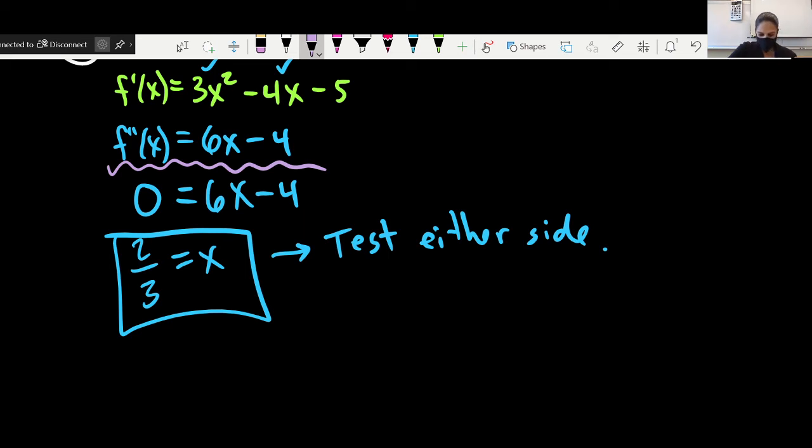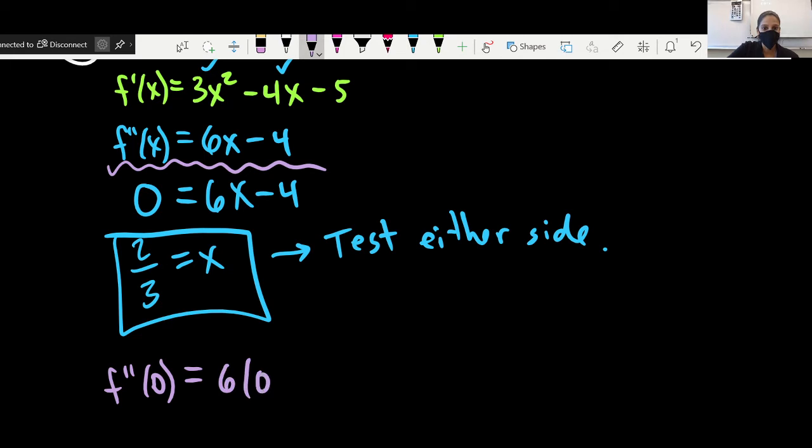If I want to test either side and I have 2 over 3, I'm going to maybe start with 0, because remember how we talked about how if you can pick whatever you want, why not choose smart, easy numbers that are nice and easy to work with? So we can plug in 0 into our f double prime here.